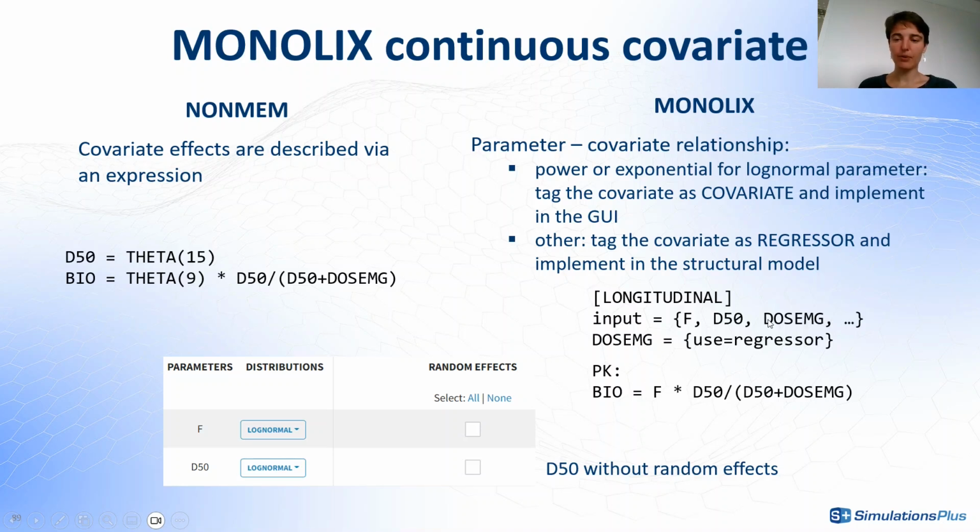So in the model, I would list dose milligram in the inputs. I would then list dose milligram as regressor, so that I indicate that it's not a typical parameter to estimate, but it's going to be read from the data set. And then I just write the formula as I have here. I need to be careful that D50 is now a pure population parameter that has no inter-individual variability, so I need to make sure that I have no random effects here. That's really a general solution: if you cannot implement what you want directly in the graphical user interface in terms of statistical model, you can always go through the structural model.